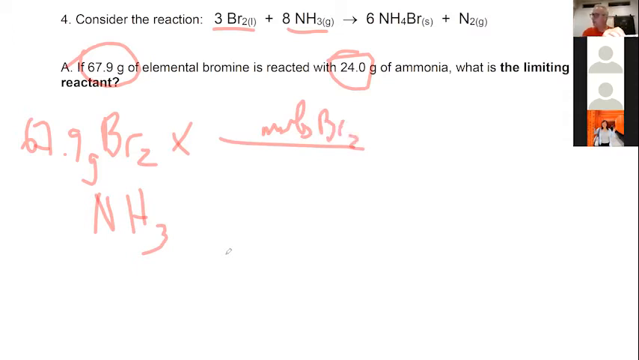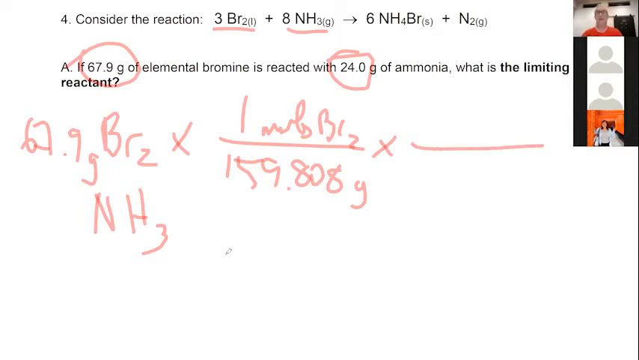And bromine is pretty heavy. It's 159.808 grams per mole. Then I want to figure out how much product that is going to make. And this is the cool thing. It doesn't matter which product you select. You can pick this one or you can pick this one. Doesn't really matter. I picked N2 because it makes the math a little easier. So I'm just going to figure out how many moles of N2 get made.